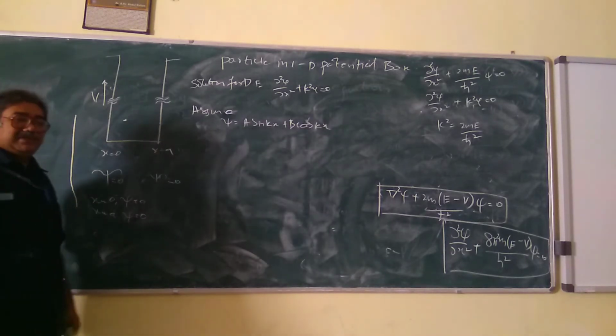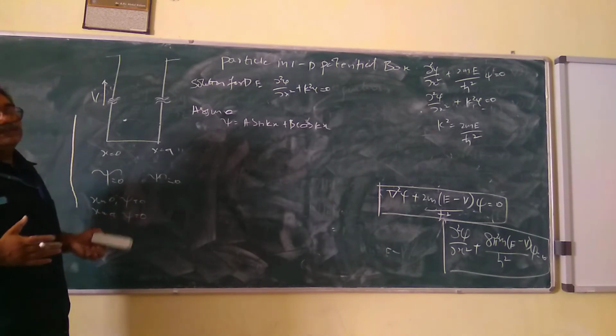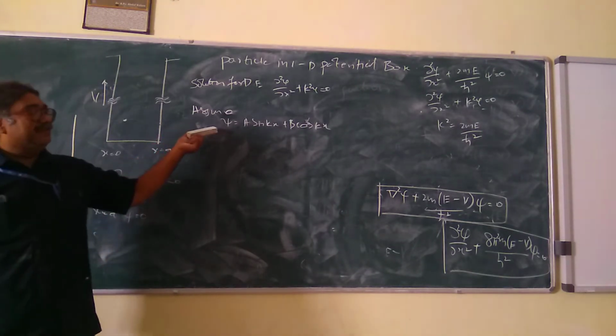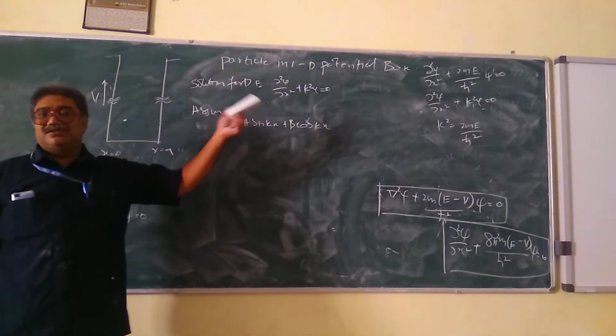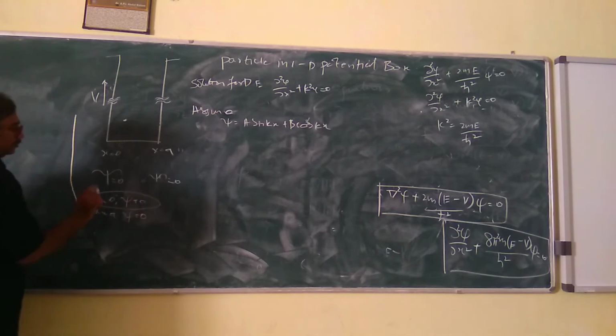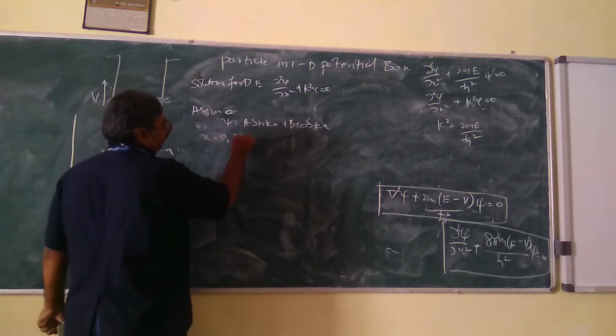Because if an electron is behaving like a wave, then the wave has to be a sine wave or a cosine wave. Therefore, we take the assumed solution as ψ = A sin kx + B cos kx. Now let us take the first boundary condition. What is the first boundary condition? x equals 0, ψ equals 0.